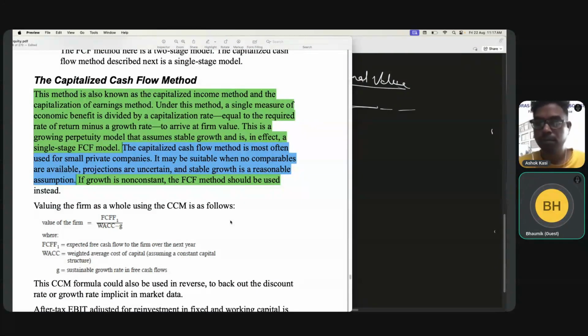Under this method, a single measure of economic benefit is divided by the capitalization rate, equal to the required rate of return minus growth. This is basically for Gordon growth, na?